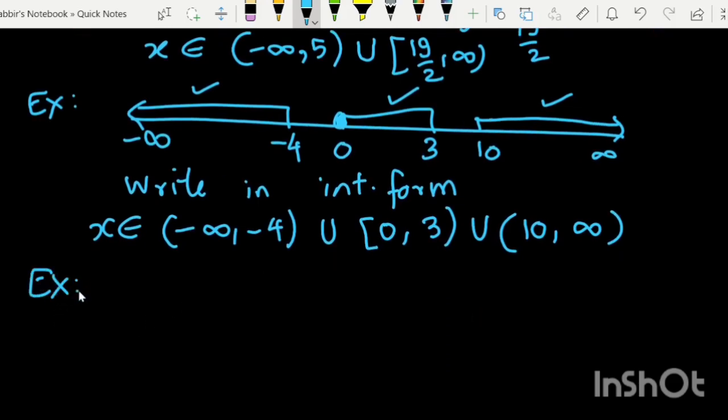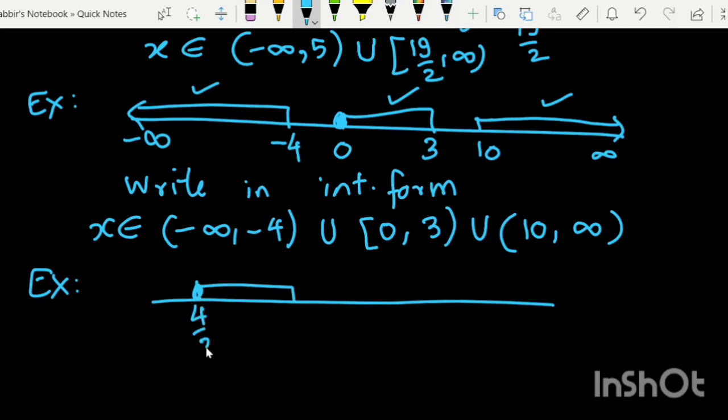Another example of use of U. Again, we have to write in the form of 4 by 3 to 21 by 2, 13, 100, 400. Now we have to represent it in interval form. Okay, we have to write this in interval form. So how do we do this, guys?